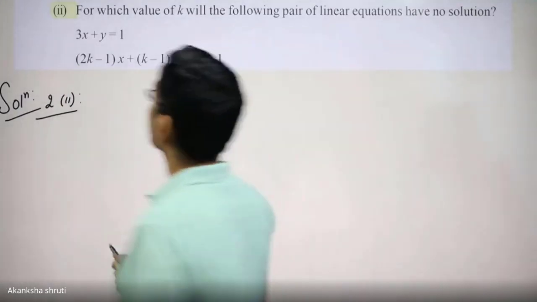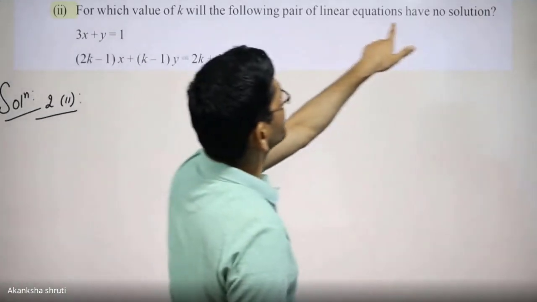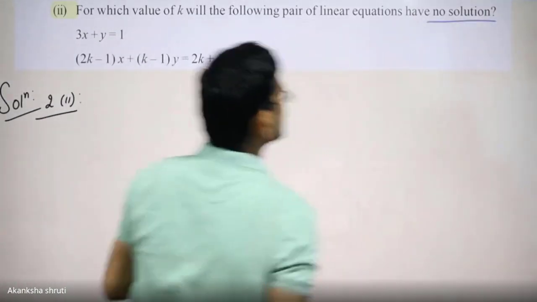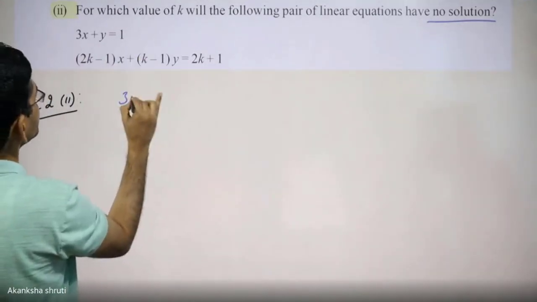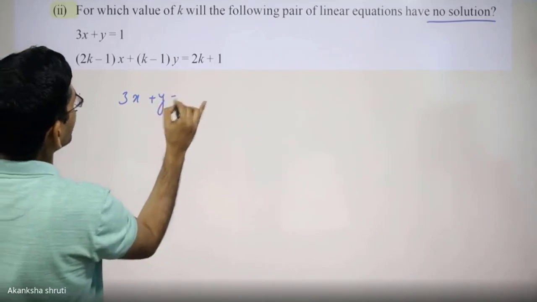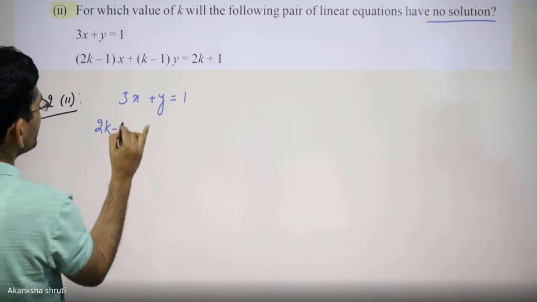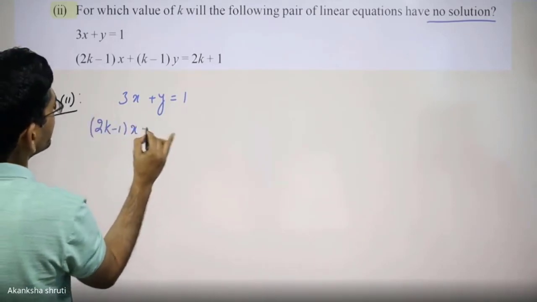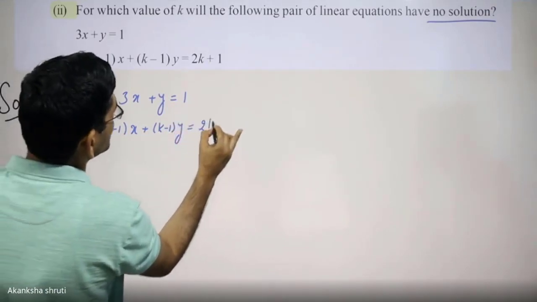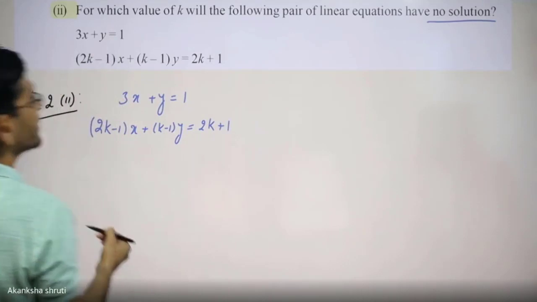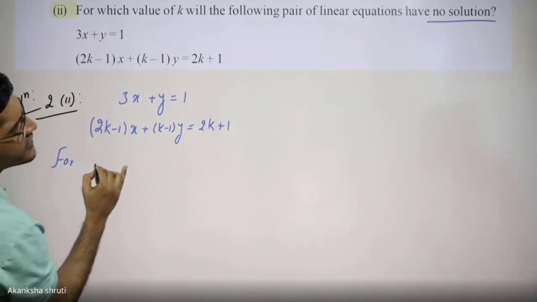Here we have to find the value of k for which this pair of linear equations has no solution. The given pair of equations is 3x plus y is equal to 1. Another is in terms of k: 2k minus 1 of x plus k minus 1 of y is equal to 2k plus 1. The condition is for no solution.